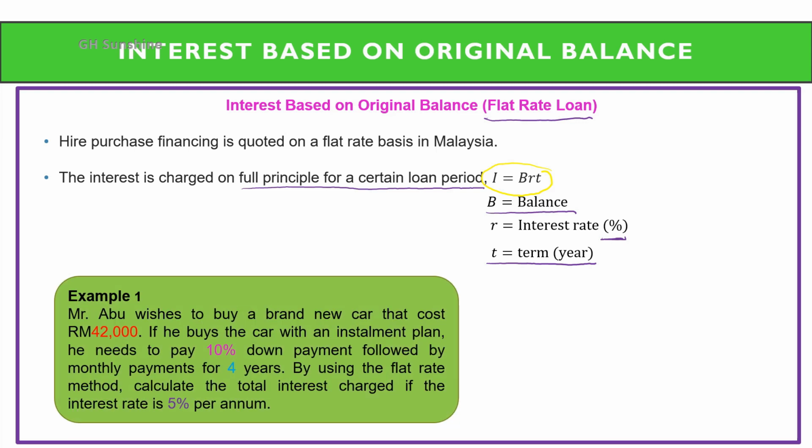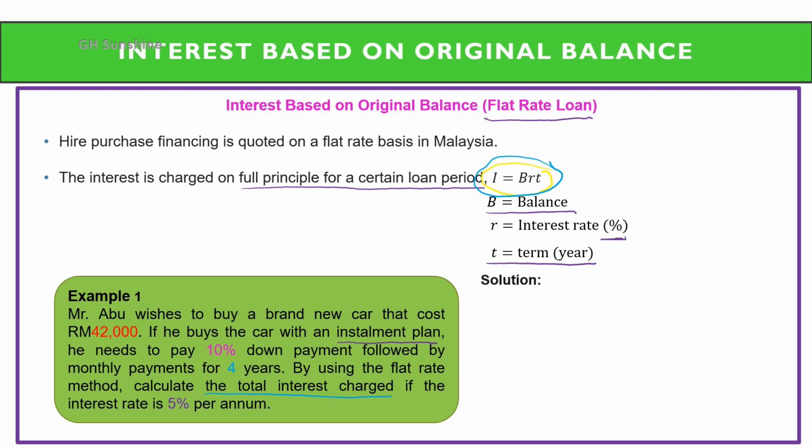Look at this example. Mr. Abu wishes to buy a brand new car that costs RM42,000. If he buys the car with an installment plan, the keyword here is installment plan, it means he makes a loan. So he needs to pay a 10% down payment followed by monthly payments for 4 years. By using the flat rate method, calculate the total interest charge if the interest rate is 5% per annum. What we need to calculate is the total interest charge, which means we need to calculate I equals BRT. If the question doesn't mention which method to use, by default we use the original balance method, or flat rate method.